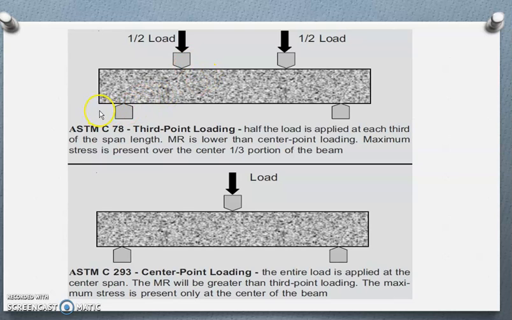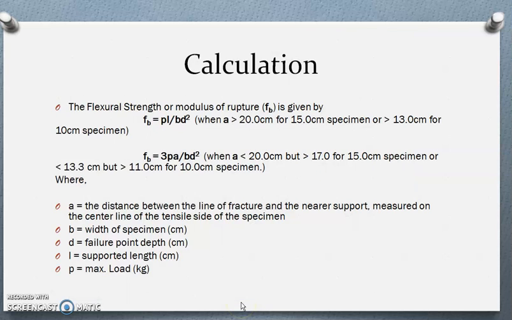Here the total span length is 700 mm. The center to center distance between the 2 supports is 600. That 600, if you divide it by 3, is 200 mm. Each 1/3 portion covers around 200 mm. Okay, here the maximum stress is present over the center 1/3 portion of the beam. In center point loading, the maximum stress is present only at the center of the beam.